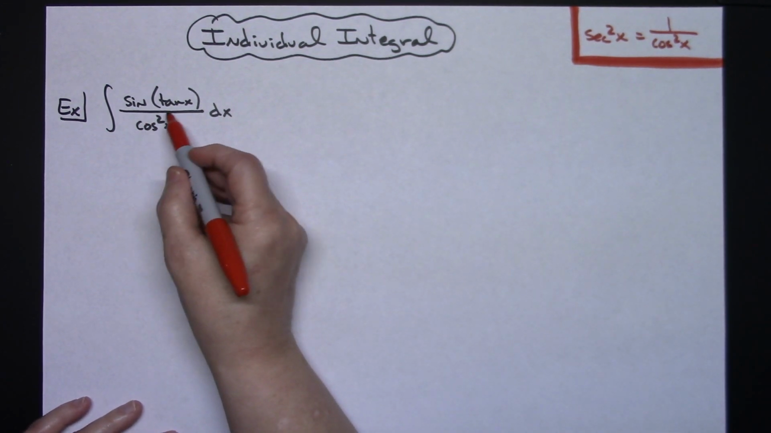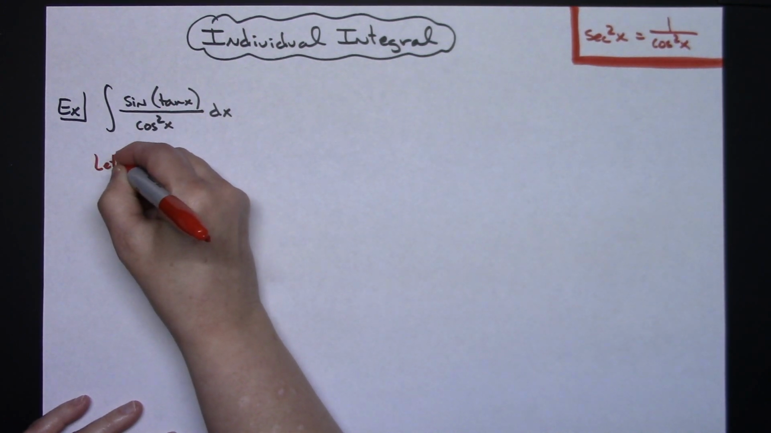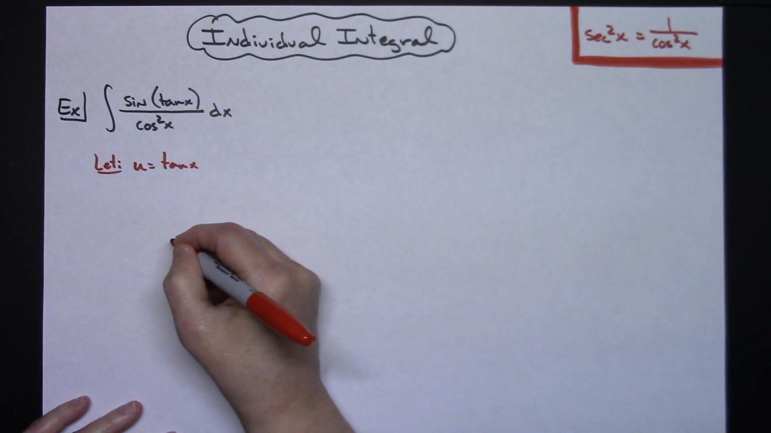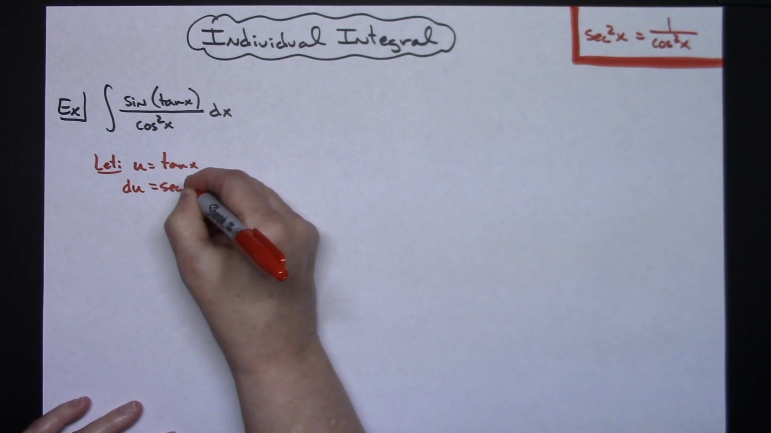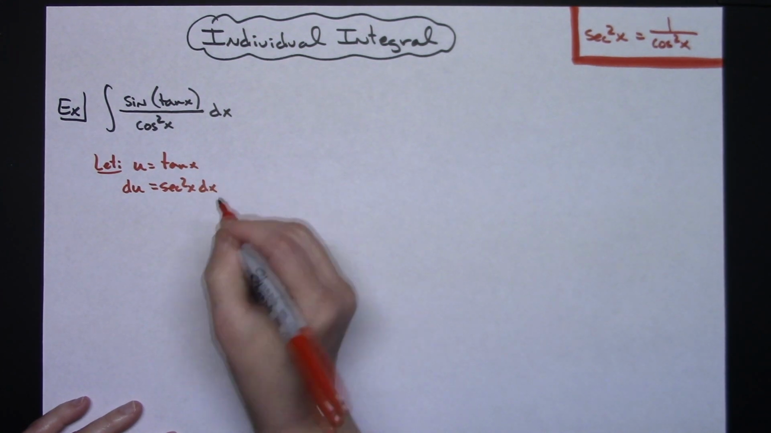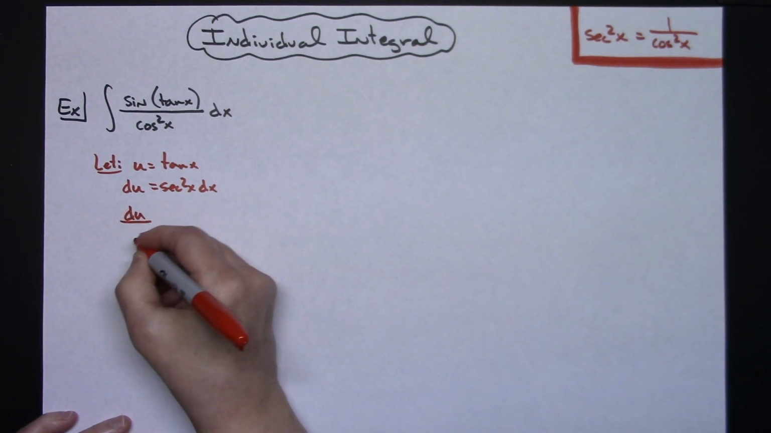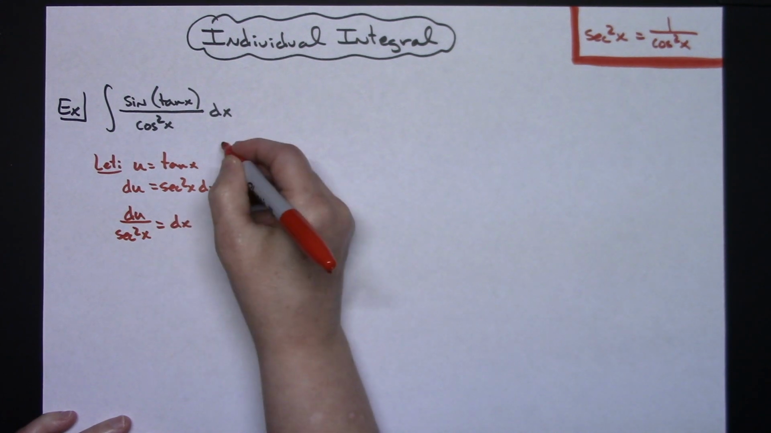So we're going to start with letting our u be this inside function right here. We're going to let our u be tangent x. Then I'm going to take the derivative of both sides. So we'll have du is equal to secant squared x dx. I'm going to solve all the way down for that dx. So I'll have du over secant squared x is equal to my dx.